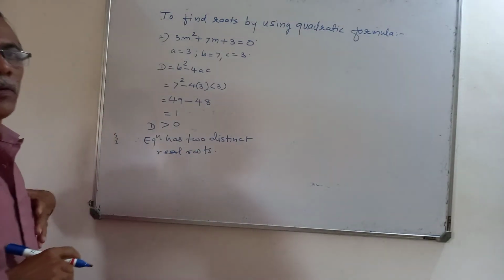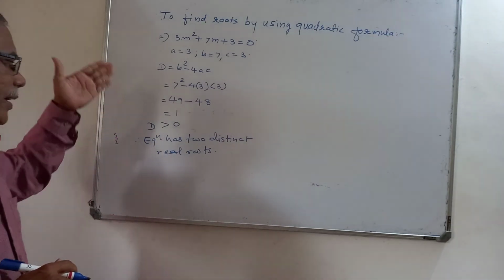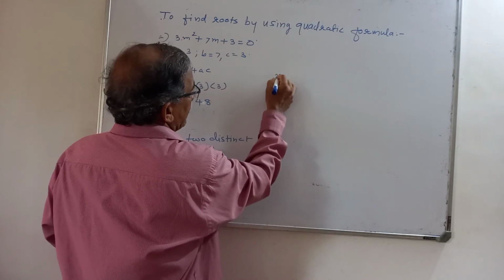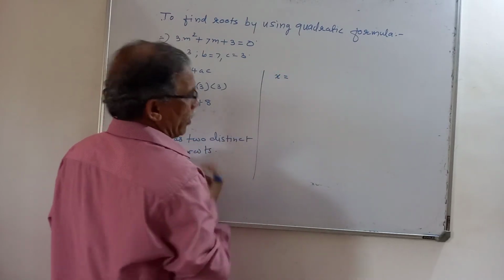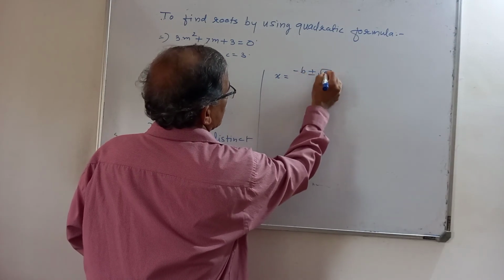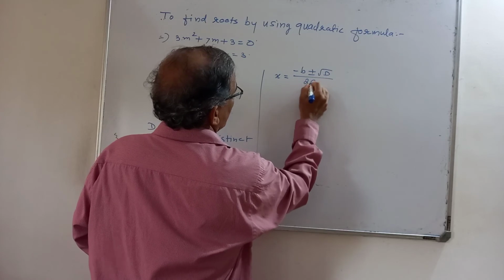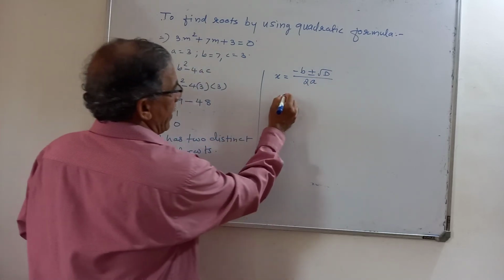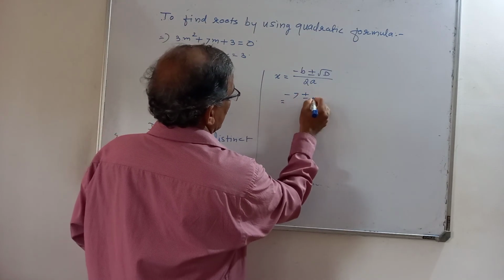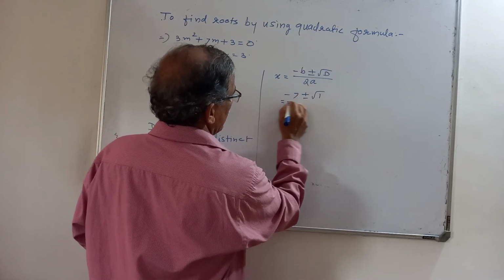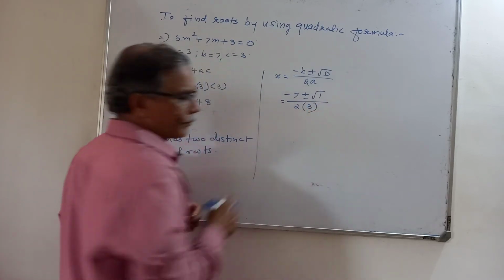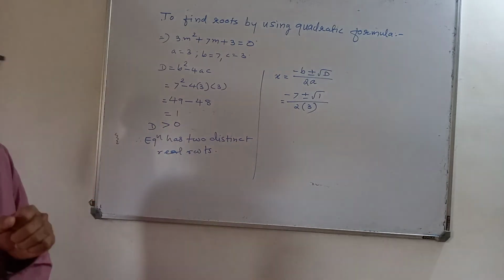Now we have to find the roots. We have decided that we are getting two roots, isn't it? Now which are the two roots? To find that, x is equal to, now this is our formula, x is equal to minus b plus or minus root D whole upon 2a. So minus b means how much now? 7 plus or minus root D means root 1, whole upon 2 into a. a means 3. So this is the substitution.